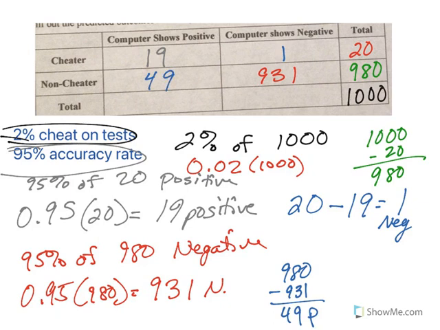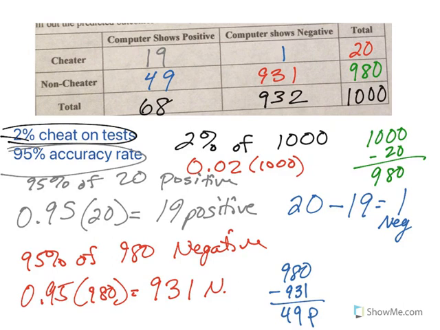And then we total up. 19 plus 49 gives me 68 positive tests, and 1 plus 931 gives me 932. Writing numbers is hard. 932 will show negative. Great. We have now completed our table.